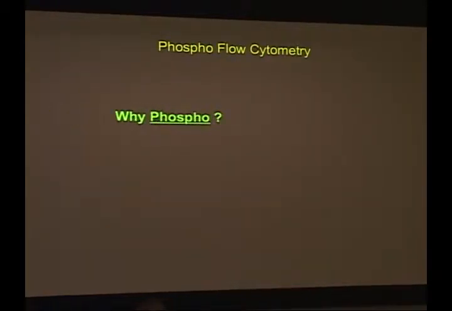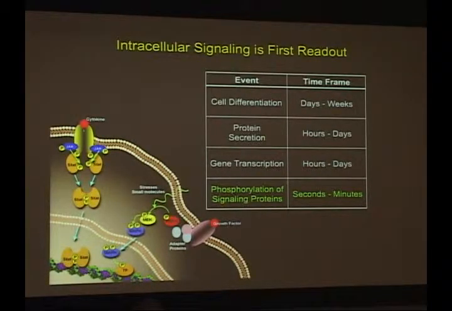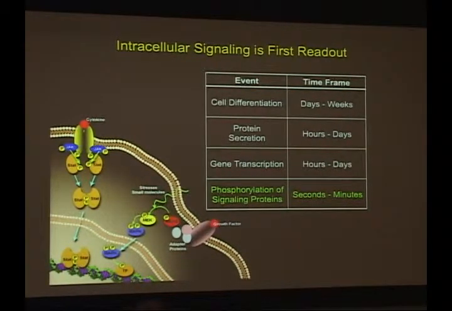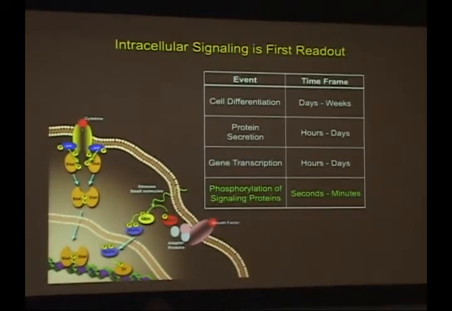So I guess the fundamental questions are why do we want to do phosphoflow? So why phospho and why flow cytometry is the two parts to this equation. The first part of why you want to do signaling, at least from my angle, is that most of the events that a lot of people are used to measuring, things like cell differentiation or protein secretion, gene transcription, tend to take a little bit more time. You might be on the scale of hours to days or weeks, whereas phosphorylation is really that first fundamental event that happens. And so there's not a lot of things that happen upstream of signaling. Signaling is really the first thing that you can measure.